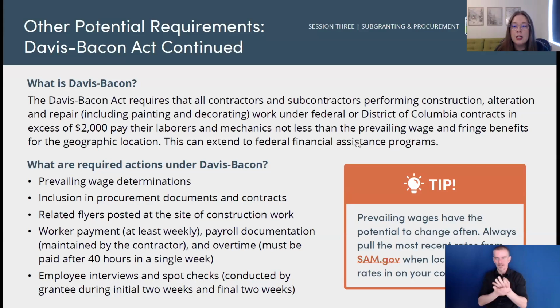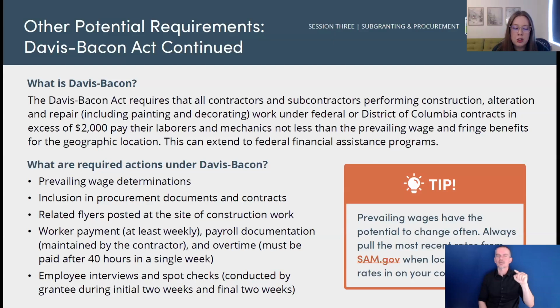So it's not necessarily triggered for every type of federal award, but most of the time it will be if you have construction in your project paid for with federal dollars. The requirements under Davis-Bacon, these are the high level things you need to do to make sure you are meeting the requirements. First, the prevailing wage determinations, and those can be found on sam.gov.